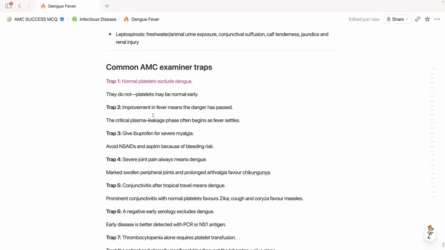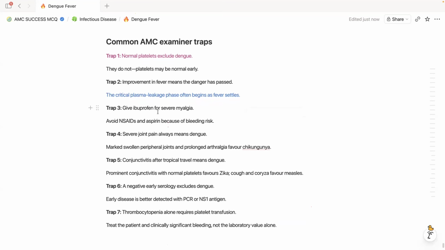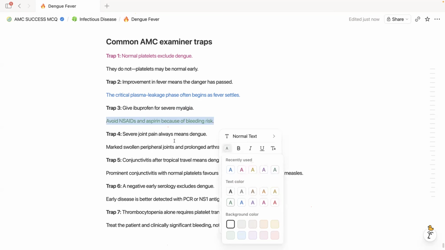Another trap is improvement in fever means that danger has passed. This is also wrong because the critical plasma leakage phase often begins as the fever settles. Another one is giving ibuprofen for severe myalgia. If the patient has very bad muscle pain, you shouldn't give ibuprofen straight away. Avoid it, and avoid aspirin, because of bleeding risk if you suspect dengue.